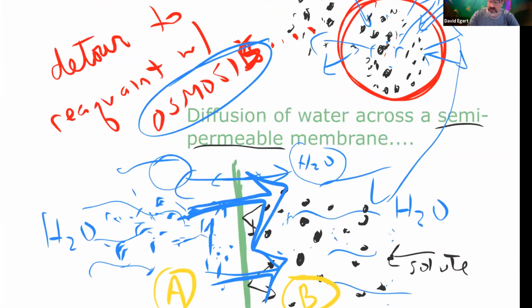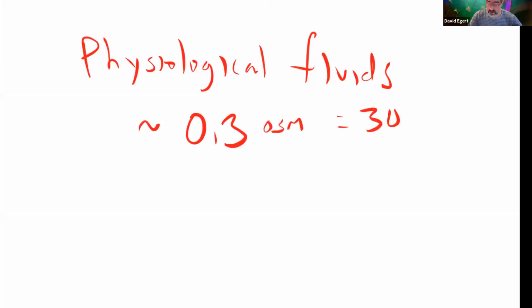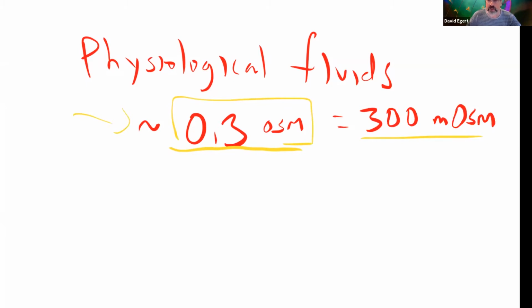Remember I said you need to make sure you have the same number of particles inside and outside to make sure that the cell doesn't inflate or deflate. So in general, the osmolarity of physiological fluids is 0.3 osmolar. So we often also just say 300 milliosmolar. Right, milli just means 1,000th. This is a number you definitely need to know. We're going to use it a bunch.